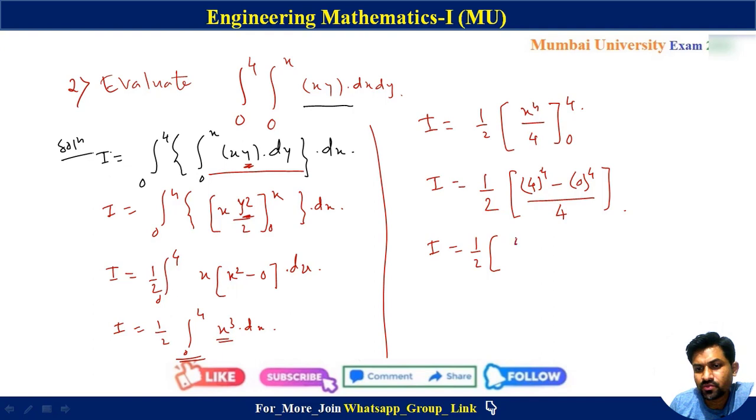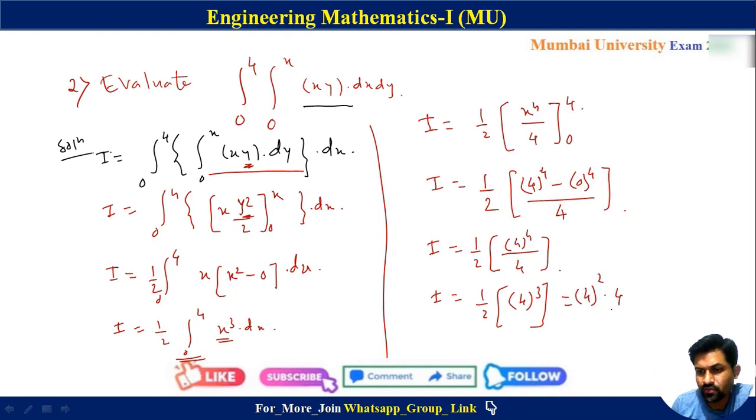4 raised to power 4 numerator, that is by 4, and this can be solved 1 by 2. So 4 raised to power 4 means 4 raised to power 3, and then this can be solved. 4 raised to power 3 means 4 square, I'm writing in this manner, 4 square into 4 divided by 2. So we can cancel this, and 4 square is 16 into 2, that is 32. So integration value will be 32.